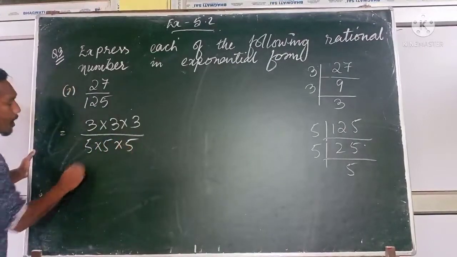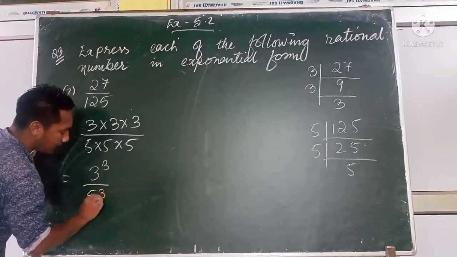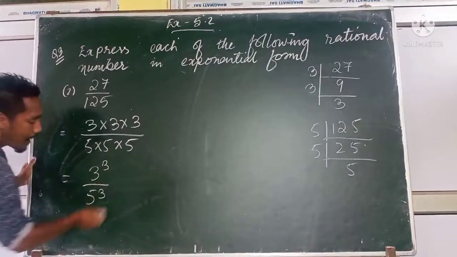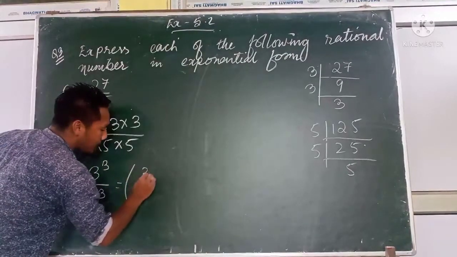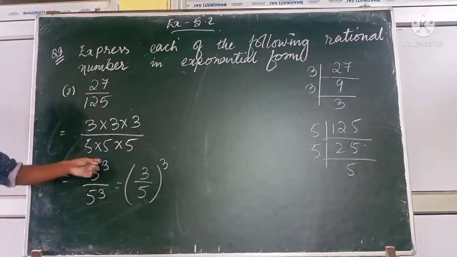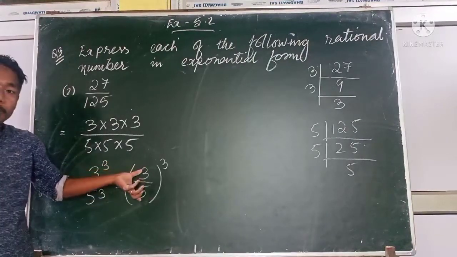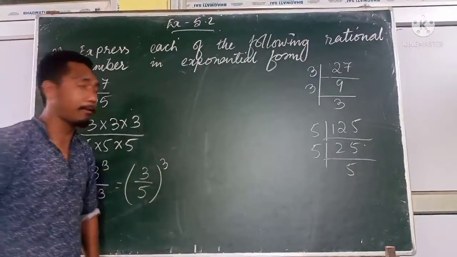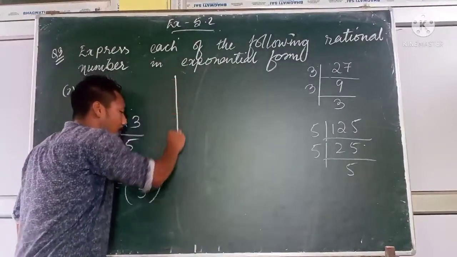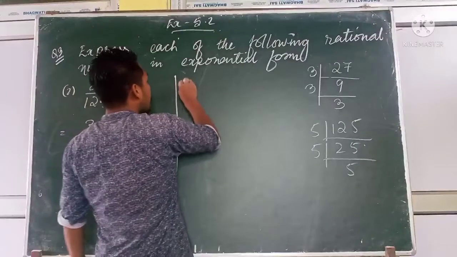So here you see how many 3s we have? 3. Then how many 5s we have? 5 also we have 3. That means the powers are the same. I can write this one as 3 by 5 to the power 3. Why? Because both of them have the same power. That means I will write the base as a fraction, and the power I will write separately. This is our first question.